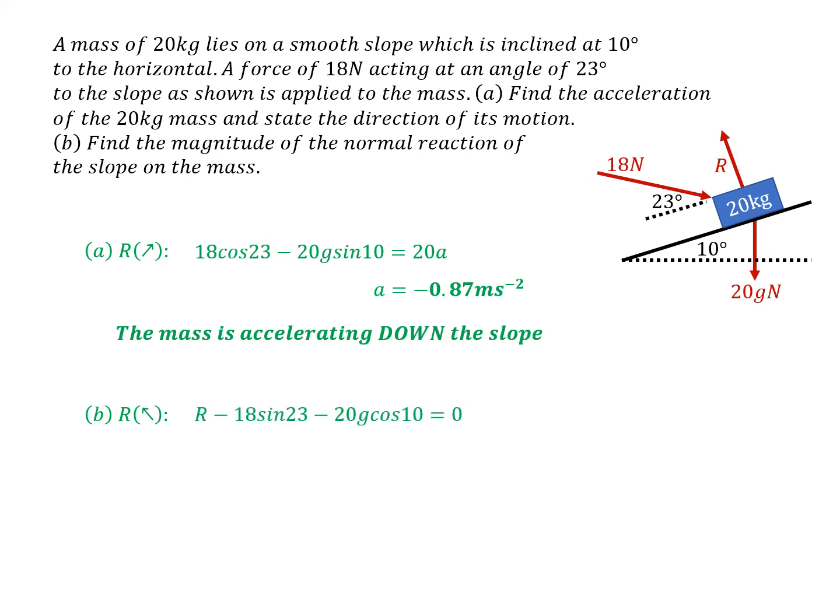So R minus 18 sin 23 minus 20g cos 10 equals mass times acceleration again, but this time the acceleration in that direction, perpendicular to the plane, is 0. So from that, we calculate the value of R, which is 200 newtons. So there we are.